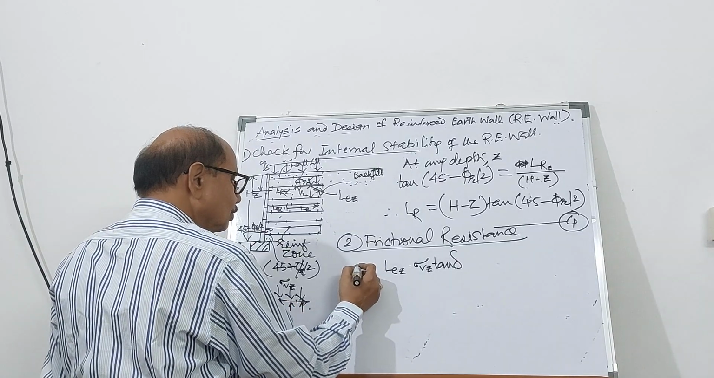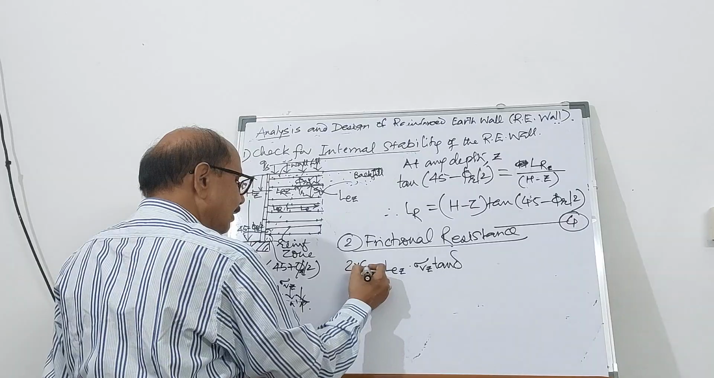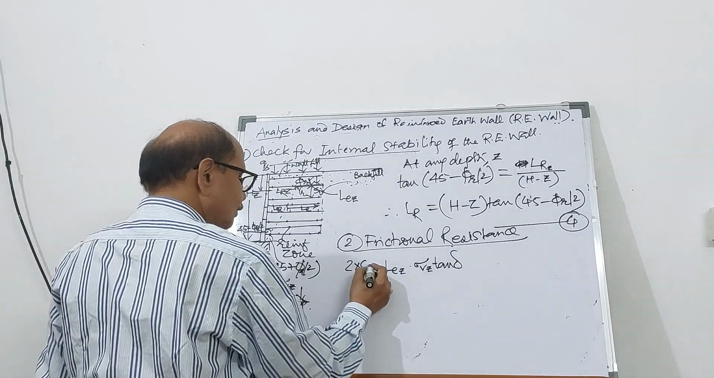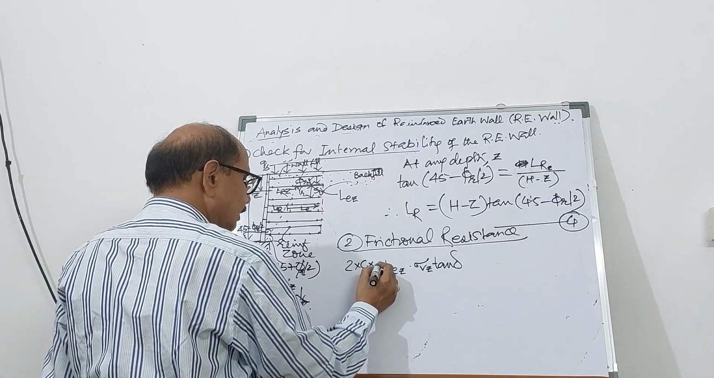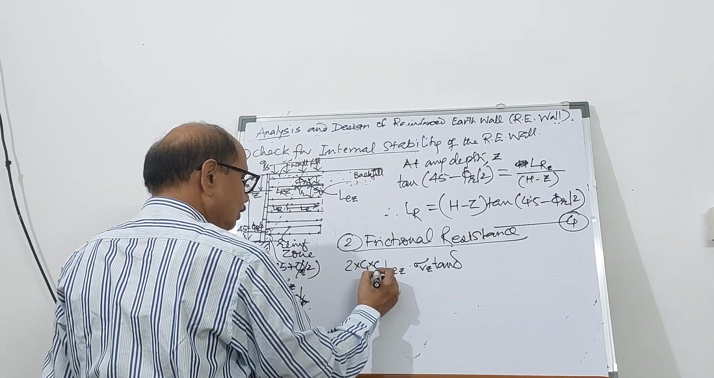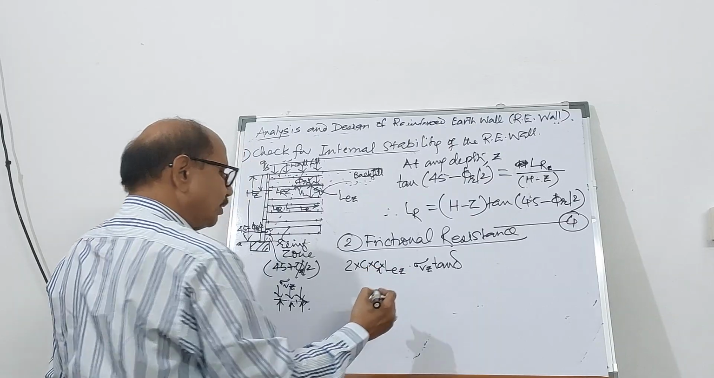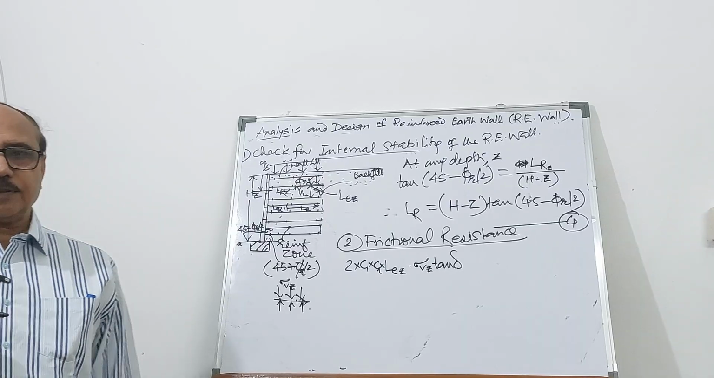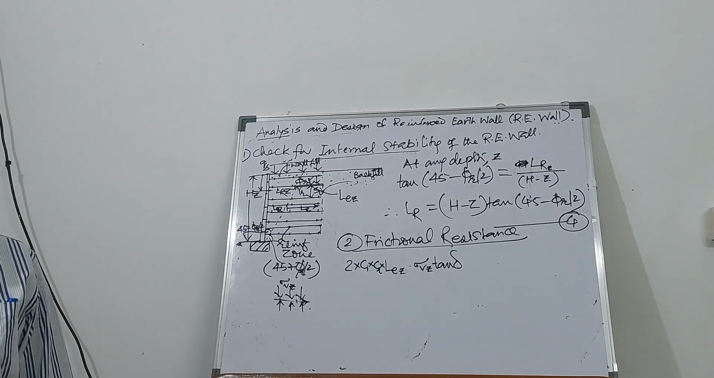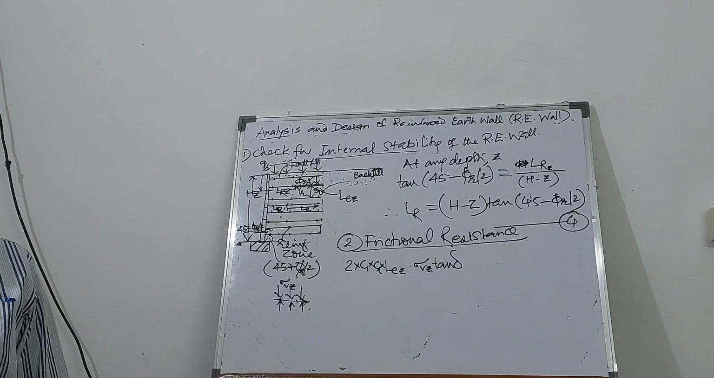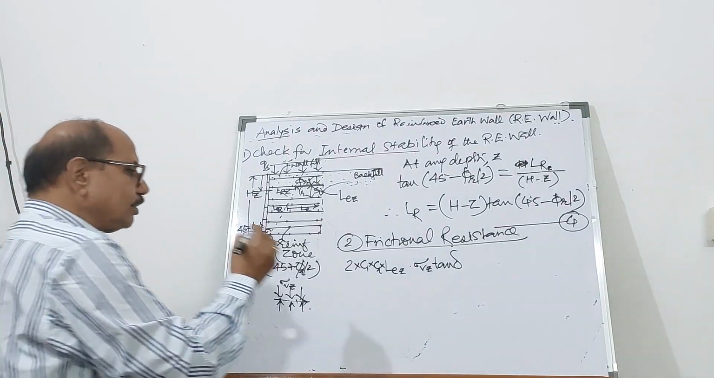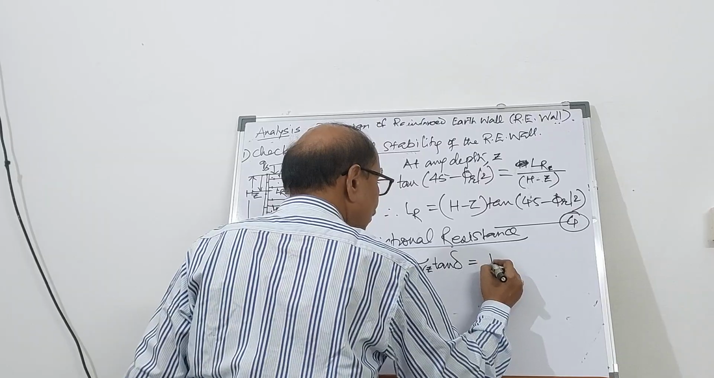So 2 times the interaction coefficient multiplied by the coverage ratio multiplied by LE. So 2 times, friends, remember it, 2 times CI, CR, LE, sigma V at any depth Z into tan delta. This is the pull-out resistance.